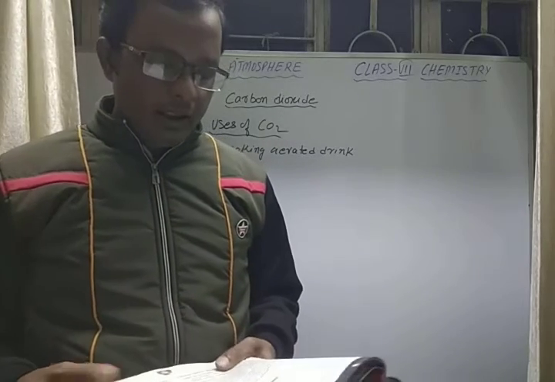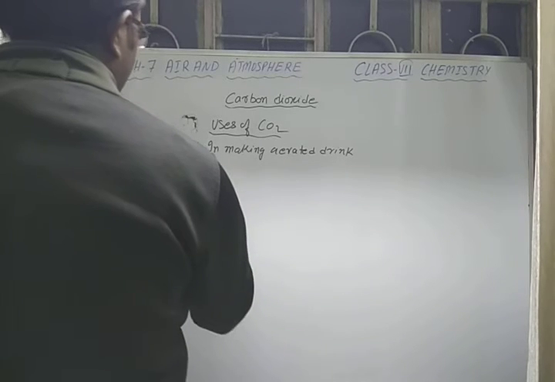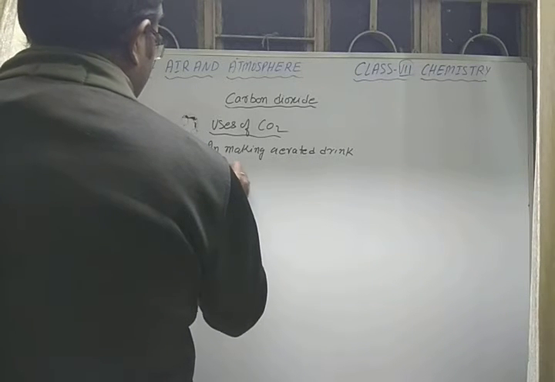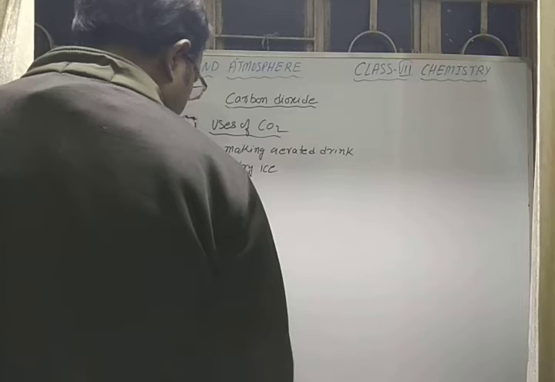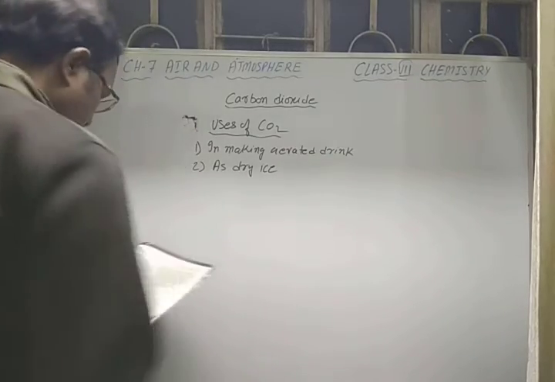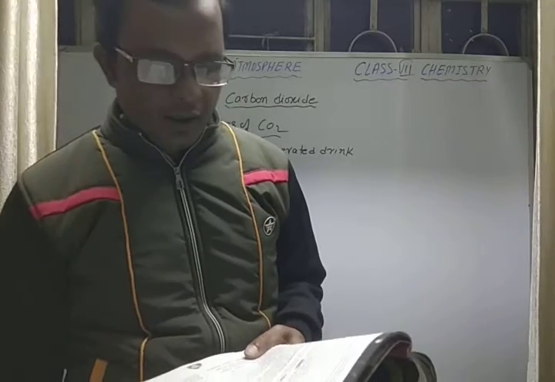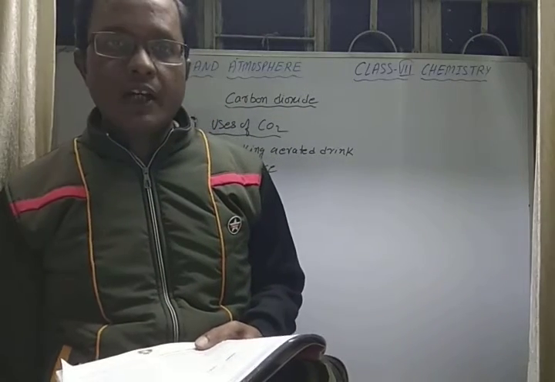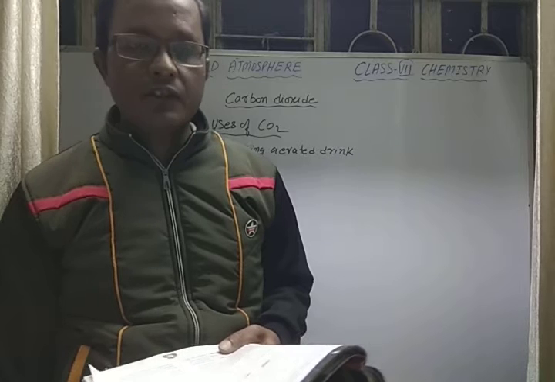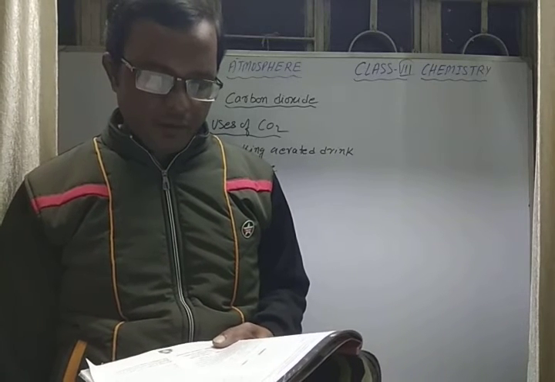Next is dry ice. Another use is as dry ice. What is dry ice? Dry ice is a solid form of carbon dioxide. It acts as a good refrigerant also, to keep food items like vegetables, meat and fish in frozen form for a long time.